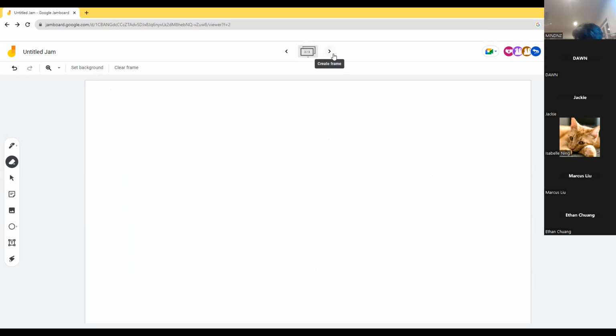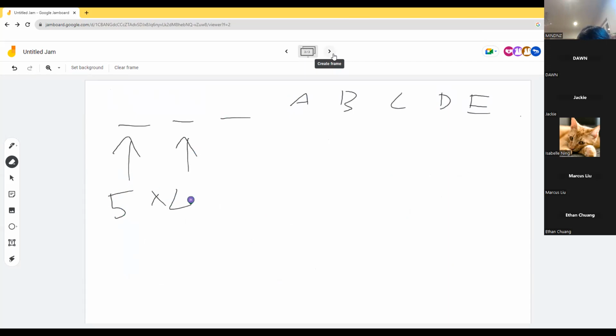The next problem was how many 3-letter words can be created from the letters A, B, C, D, E. That's a very similar problem. For the first letter, we have 5 options. For the second letter, we have 4 other options. Then for the third letter, we have 3 other options. So we get 60.